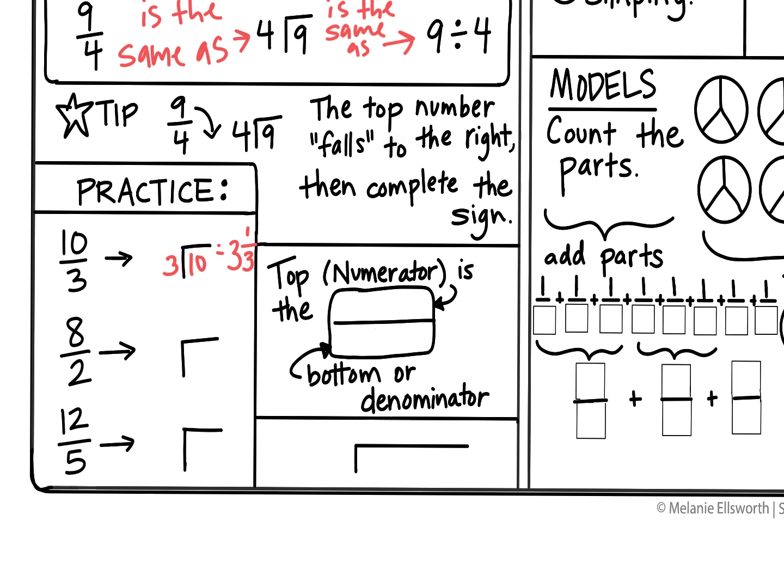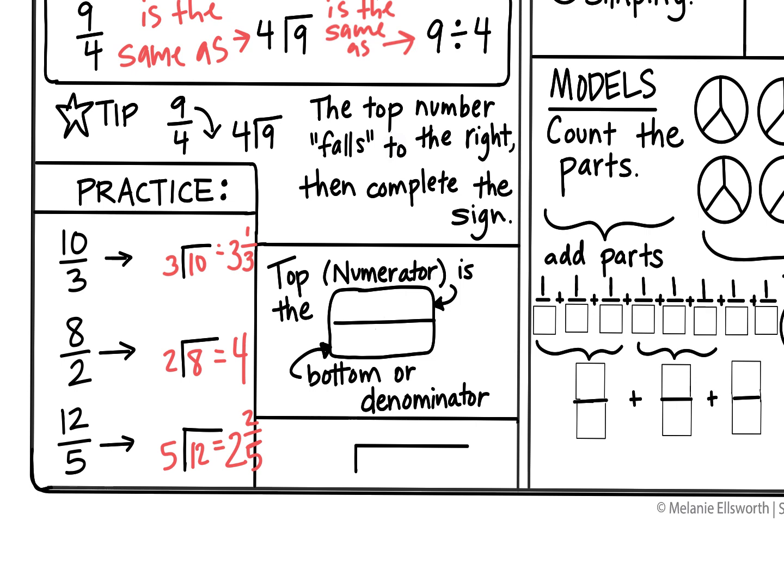Okay, the next one is going to look like this. 8 divided by 2, so it changes to 4. The next one would be 12 divided by 5, which changes to 2 and 2/5. This should be a refresher.